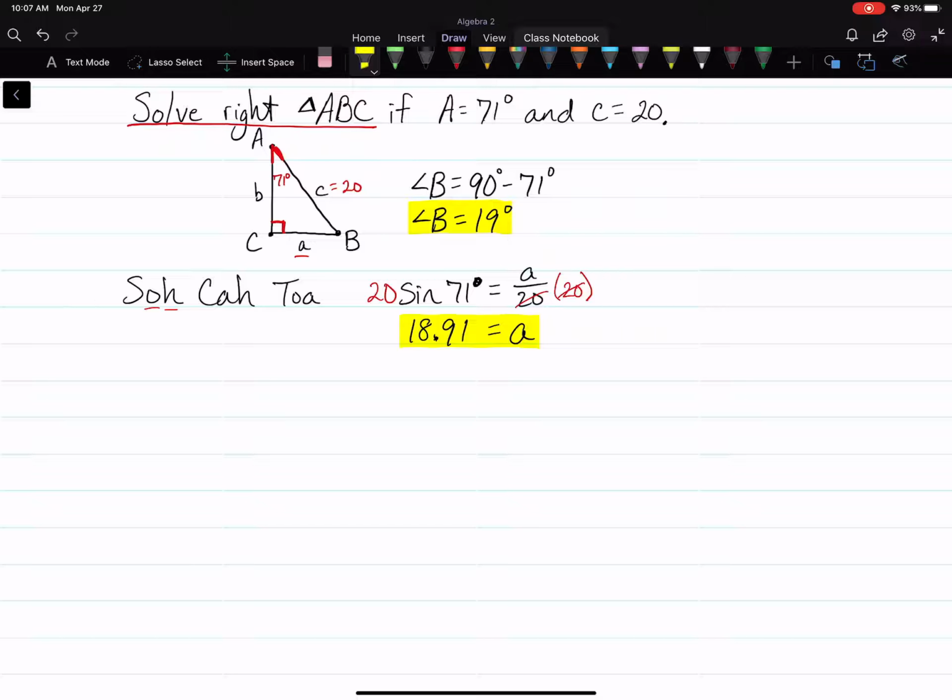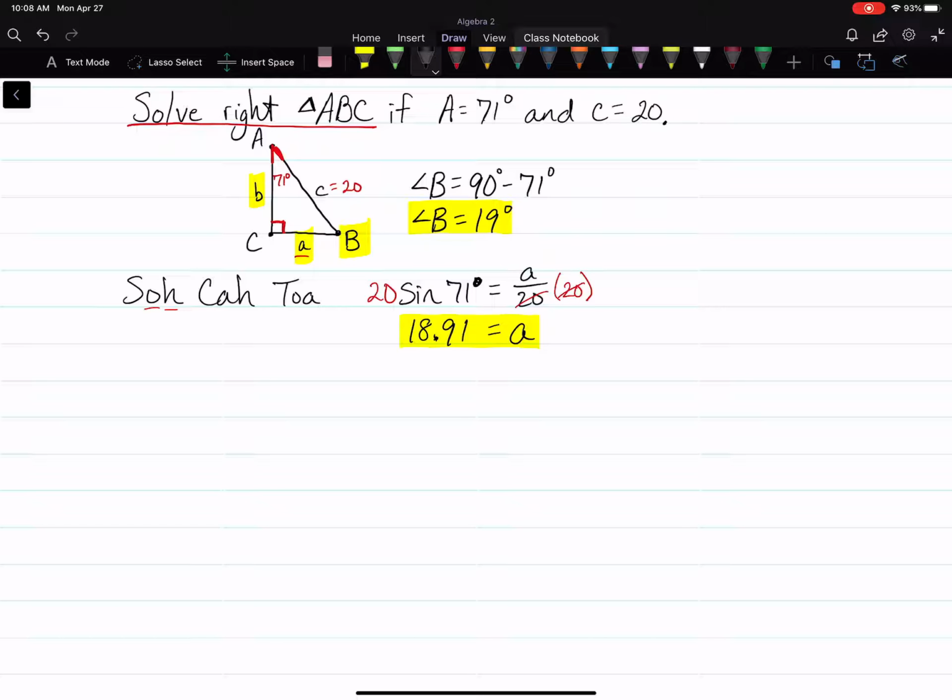All right. So we have angle B, we have side A. The only thing we're missing now is side B. So you can do the Pythagorean theorem now if you want to.